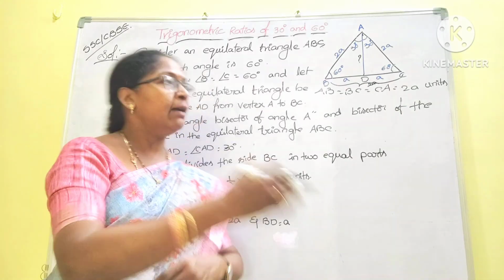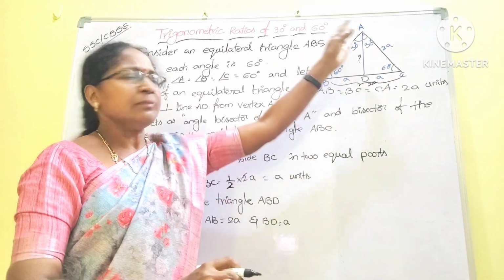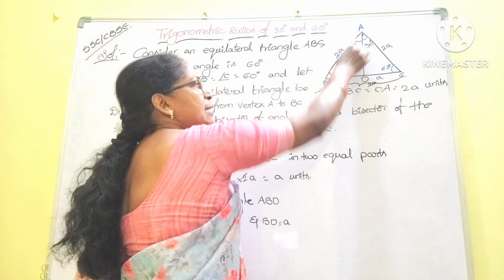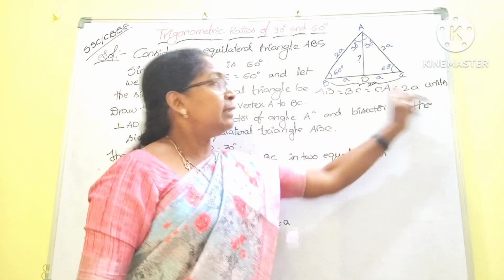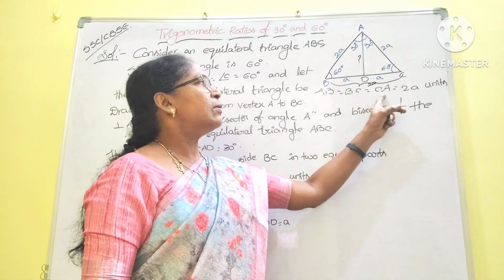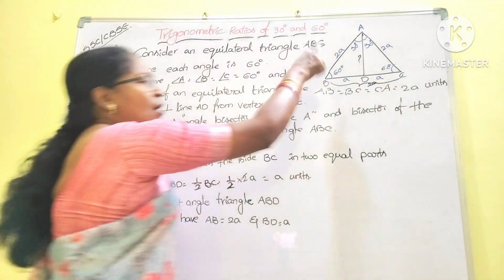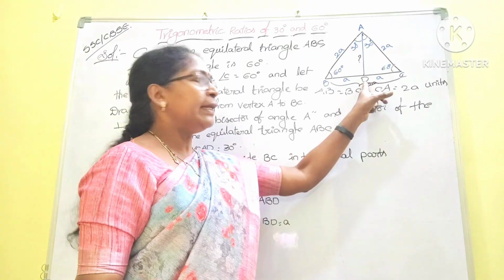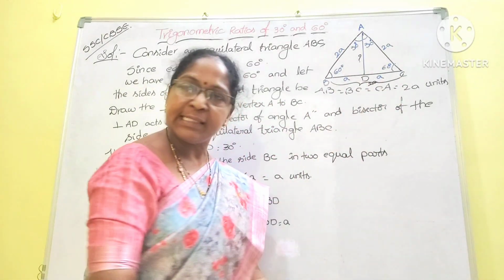And one more thing here, each side value you also have to assume. Three sides are equal, and just let us assume each side value equals 2A units. AB equal to BC equal to CA, that equals 2A units. Now, after that, you should draw one perpendicular line, that is AD. AD is a perpendicular line to side BC.